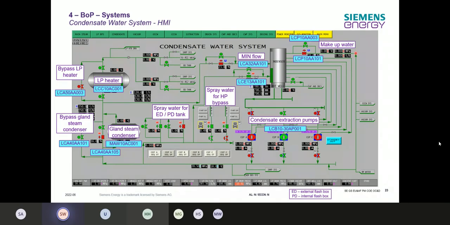And then demin water is also going up here to these 2 valves, LCP-AA003 and LCP-10-AA101. So these 2 valves are for the makeup water and controlling the level in the condenser. So the goal is always to have a stable level inside the condenser. So that's what we're controlling.